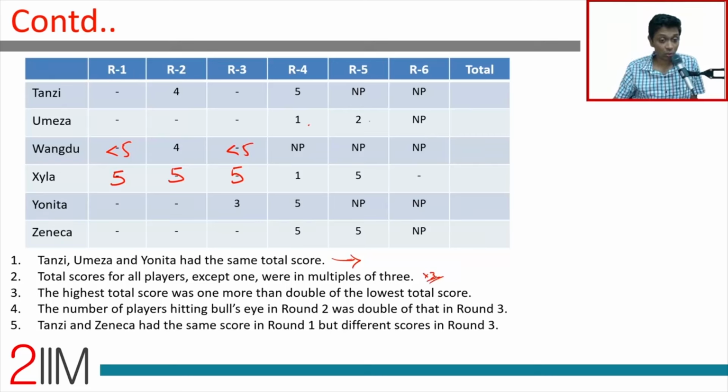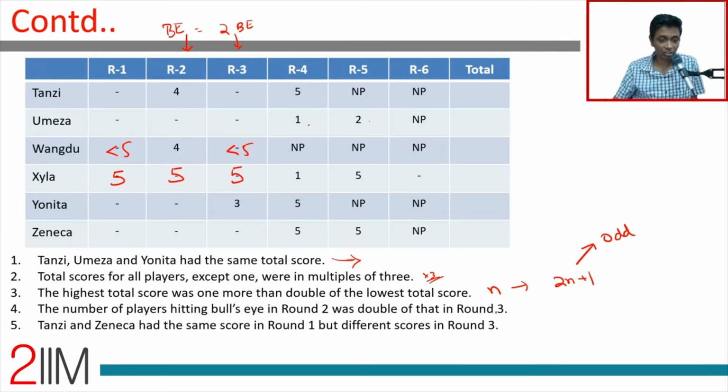The highest score was 1 more than double that of the lowest score. If the lowest score is n, the highest score is 2n plus 1. The first takeaway is that it's an odd number. The highest score is an odd number. The number of players hitting bullseye in round 2 was double that in round 3. The number of bullseyes here is 2 times the number of bullseyes here.